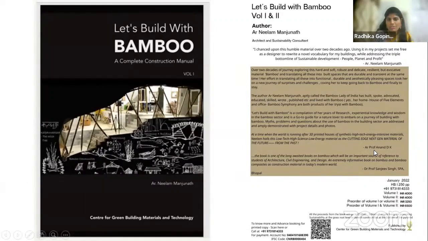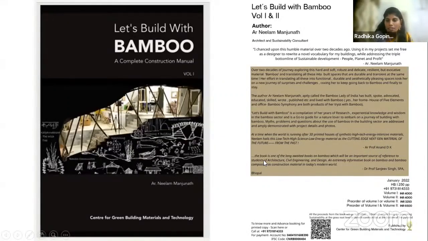One or two? Yeah, from the blurb, I can read out two important reviewers who are present here. They have given this quote: At a time when the world is running after 3D printed houses of synthetic, high-tech, energy-intensive materials, Neelam hails this low-tech, high-science, low-energy material as the cutting-edge, next-generation material of the future from the past. That's from architect Professor Anand DK.